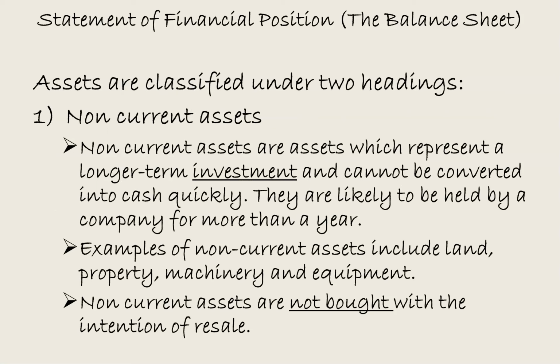Assets are classified under two headings. 1. Non-current assets. Non-current assets are assets which represent a longer-term investment and cannot be converted into cash quickly. They are likely to be held by a company for more than a year. Examples of non-current assets include land, property, machinery, and equipment. Non-current assets are not bought with the intention of resale. In other words, they are bought with the intention of keeping in the business and using them.